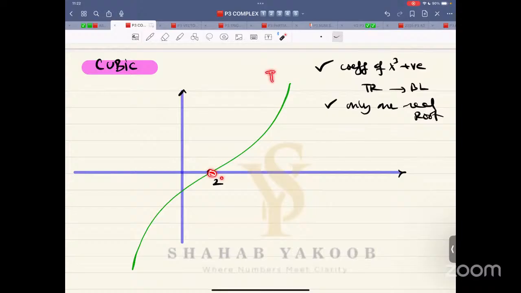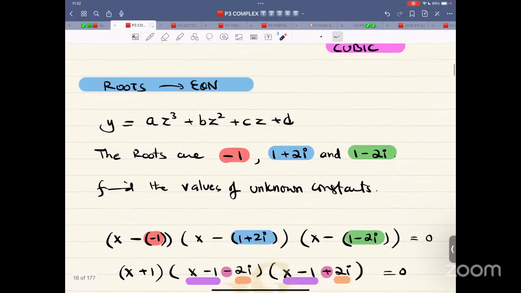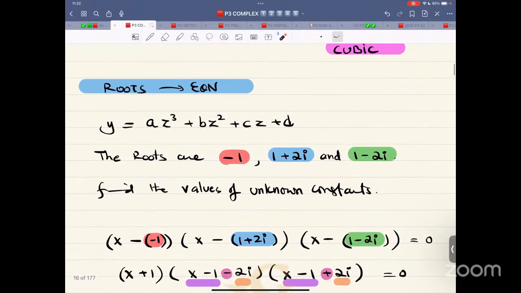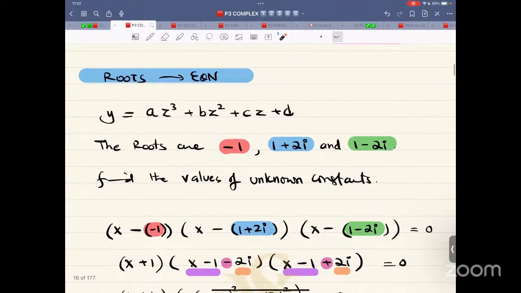One real root, positive coefficient of x cubed. It will start at the top right and go till the bottom left. The same thing over here, an examination type question. The roots are negative 1, 1 plus 2i, 1 minus 2i. Find the values of the unknown constants.